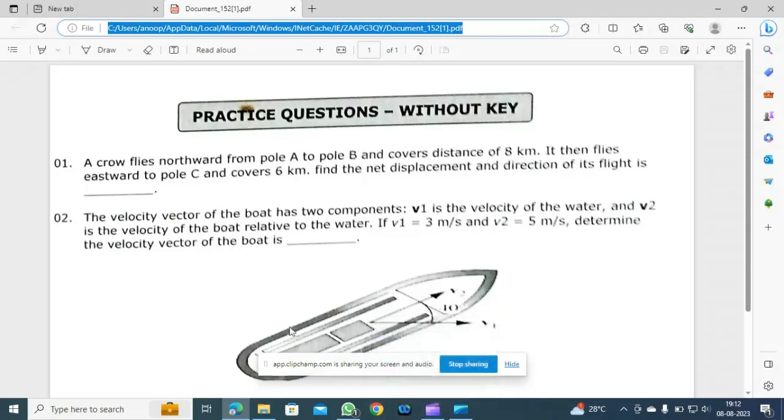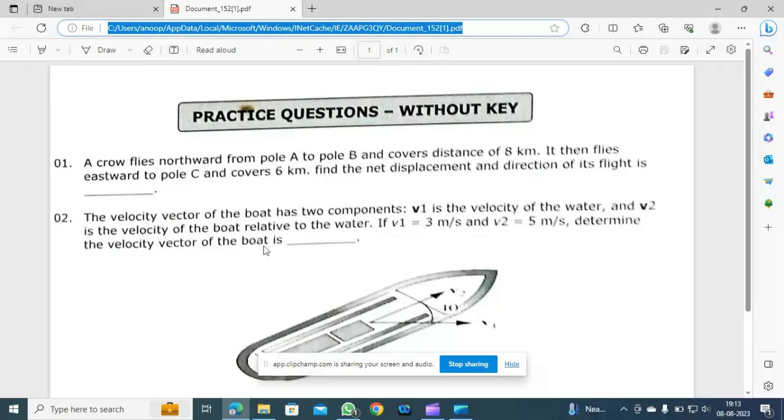In this video, let's analyze question 2. Okay, let me read it out. The velocity vector of a boat has two components: V1, the velocity of the water, and V2, the velocity of the boat relative to the water. If V1 equals 3 meter per second and V2 equals 5 meter per second, determine the velocity vector of the boat.